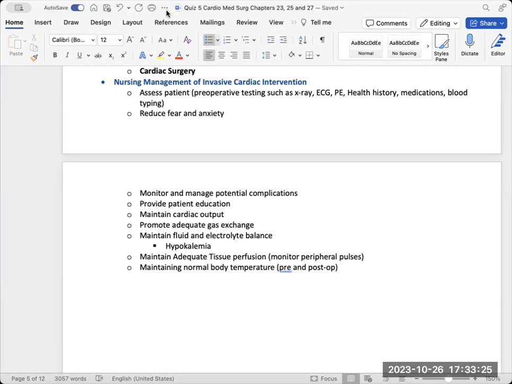Maintaining adequate tissue perfusion, maintaining normal body temperatures, because something that happens when you go into a surgery and go under anesthesia is something called malignant hypothermia. And that means that they're having like an allergic reaction to the anesthesia, and essentially their temperature is going to skyrocket. That is why we need to watch out for their temperature while they're in the surgery.